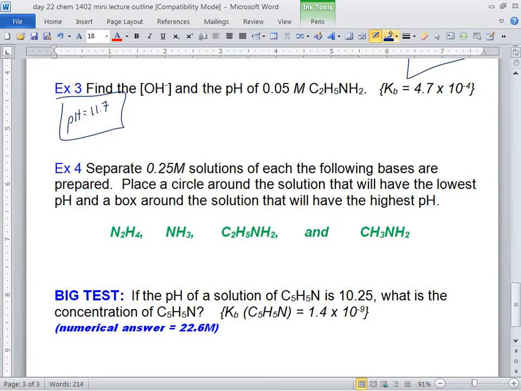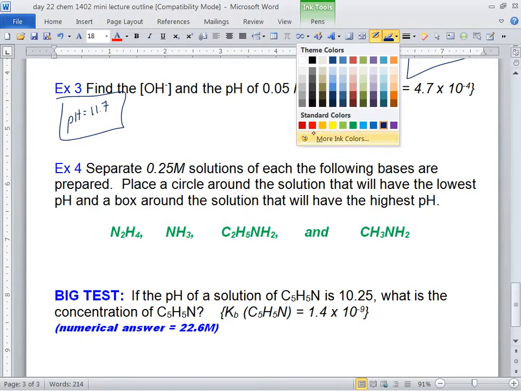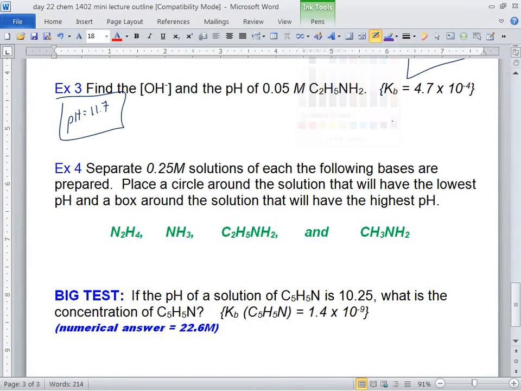In fact, what are these? Megan, you're looking at that table. Let's just go ahead and write these down right away. What's N2H4's Kb? 1.7 times 10 to the negative 6. Then ammonia? 1.8 times 10 to the negative 4. Okay. Sorry, 4.7 times 10 to the negative 4. 4.4 times 10 to the negative 4. Okay.